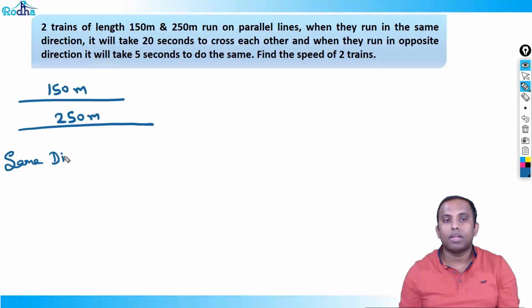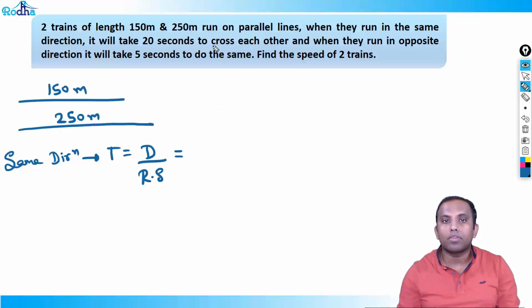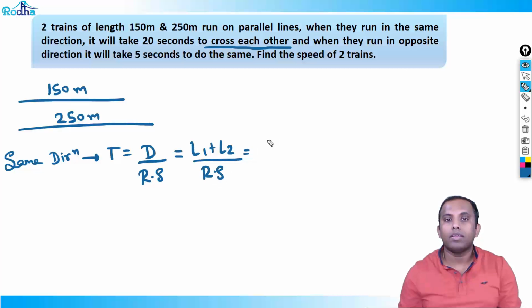So I again know that in same direction, what is time? Now, for two moving objects, time is obviously distance by speed, but for two moving objects, always write time is distance upon relative speed. So that relative term is there in the mind, right? What is the distance covered? Always, when they completely cross each other, that is L1 plus L2. That is 150 plus 250 divided by relative speed.